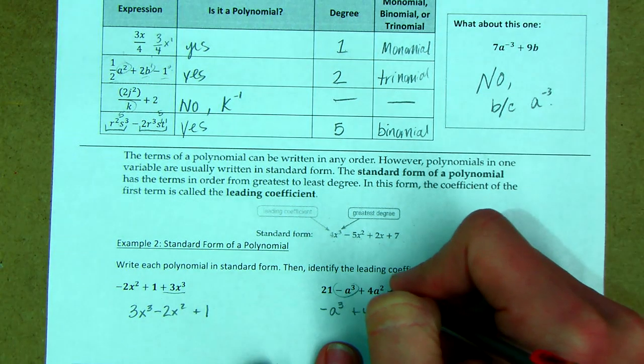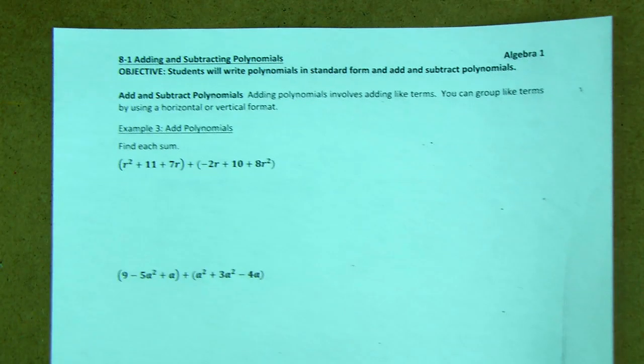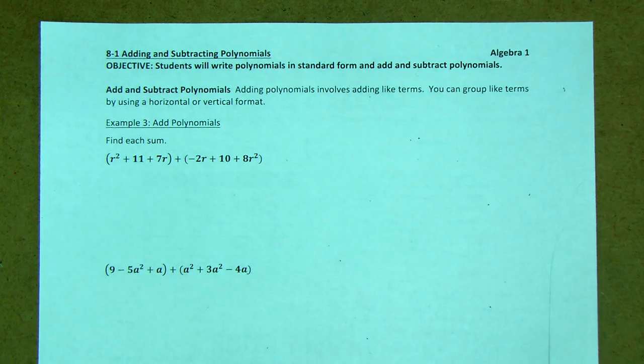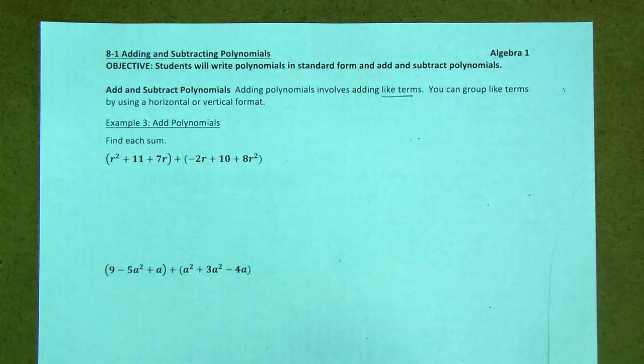All right, let's flip this baby over. What does it mean to add polynomials or subtract polynomials? Basically, we're combining like terms. And like terms means they have to have the exact same variables. So if one has an A and the other one has a B, you can't put them together. If one has an A and a B and the other one just an A, you cannot put them together. They have to be exactly the same.